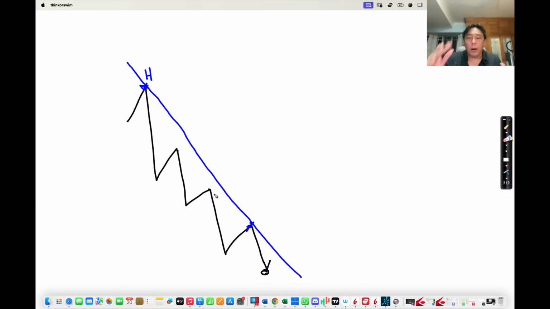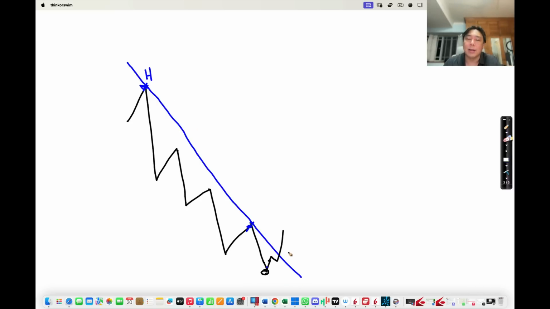Now, as long as the price, the black line is the price, as long as it remains below this blue line, that means the downtrend prevails, okay? So how do you know the downtrend is broken? And how do we know it is the start of a new uptrend? So a few things have to happen. Number one, the first thing that must happen is the price has to break this downtrend resistance. So the price has to eventually, boom, break this downtrend.